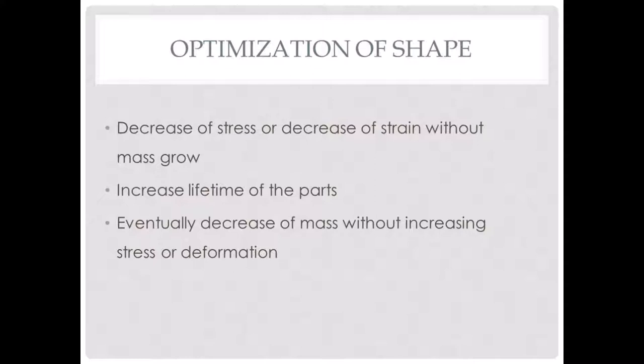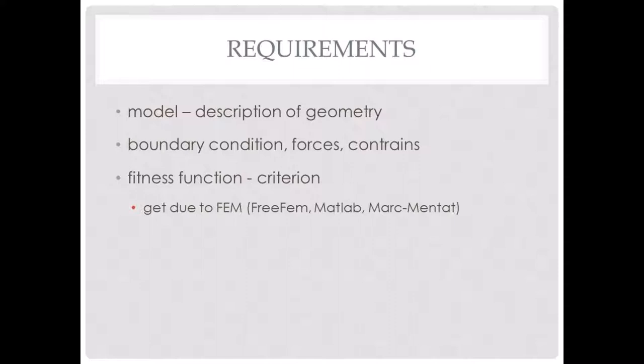Before we start optimization, we need to have a model, some description of geometry. We need to have boundary conditions like forces and constraints, and a fitness function. We need to have some criterion. It can be maximal deformation or maximal stress, equivalent stress in the part. And this value we can get from finite element method. It can be in FreeFEM, which is an open source program written in C++, or MATLAB, or MarcMentat, where we can call a script written in Python.